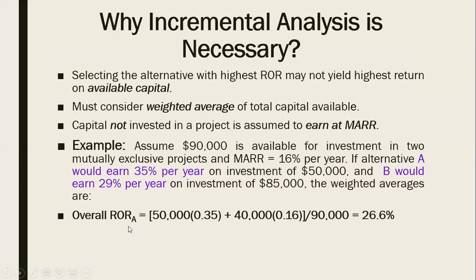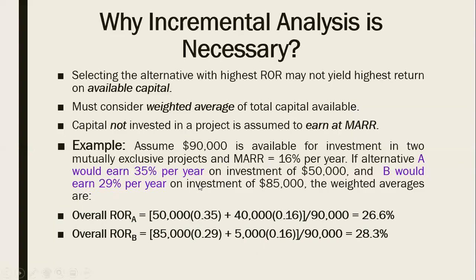Overall rate of return of project A will be: 50,000, that if invested will earn 35% per year, so 50,000 multiplied by 0.35, plus the remaining 40,000 that can be invested at the minimum attractive rate of return, that is 16%, divided by 90,000. So the overall rate of return for project A is 26.6%. For project B, 85,000 at 29% and the remaining 5,000 at 16%, divided by the total amount available for investment, so the rate of return is 28.3%. So the overall rate of return for B is 28.3% and for A is 26.6%.